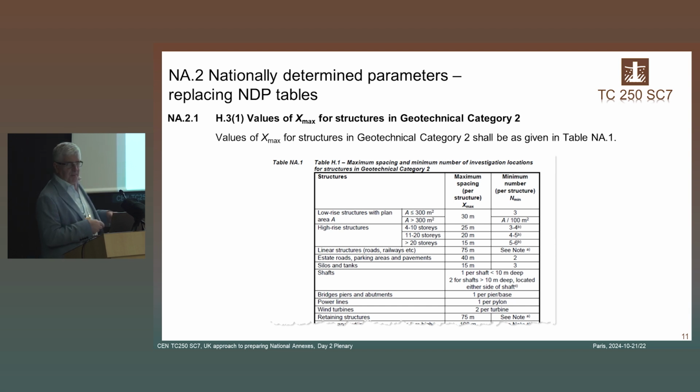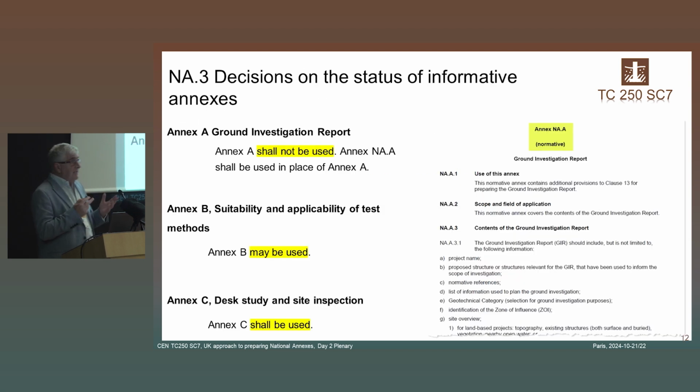And I can't remember off the top of my head what we've changed here, but I think we've added a couple of rows in. So what we're going to say here is values for X max for structures in Geotechnical category 2 shall be as given in table NA plus 1, and table NA plus 1 is a replacement for table H1 in the code. So hopefully users will just see that table and say, I use that table, I ignore the other table. So that's the way that we're dealing with all of the tables. And that's basically the combinations that you've got in the main text. So it's a fairly simple number of choices to make.